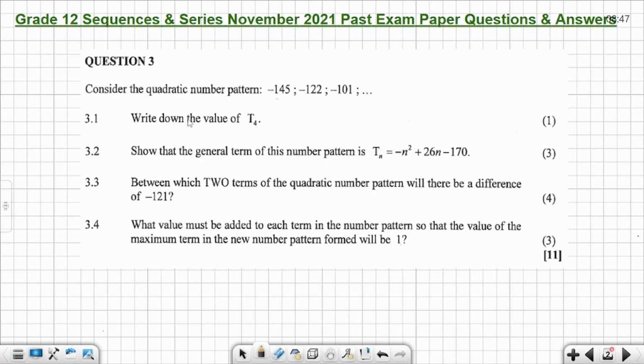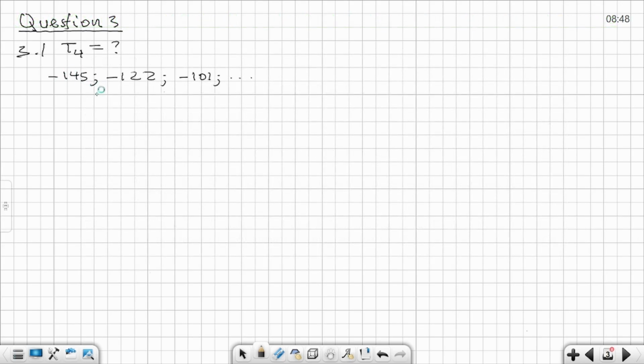I suggest you write down the whole question and follow along as I solve it. So this is the quadratic pattern, negative 145, negative 122, negative 101. So T4, the next term. Since it's a quadratic pattern, you must have a second common difference. What is the first difference between negative 145 and negative 122? When you take negative 122 minus negative 145, the difference is 23. You can check it with your calculator.